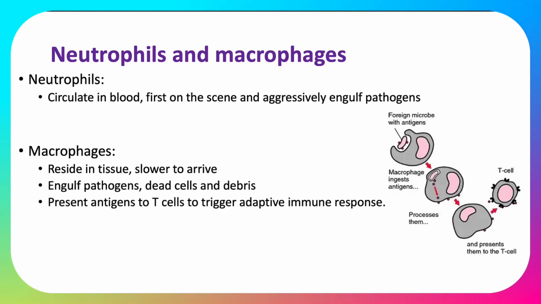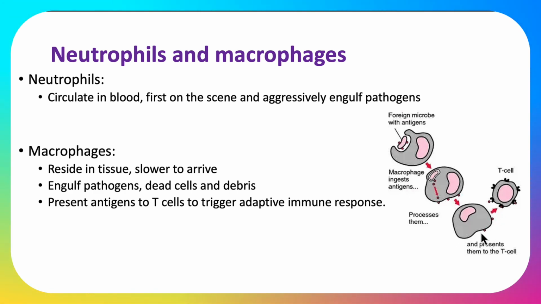So just differentiating between the two, the neutrophils, they circulate in the blood. They're the first ones on the scene, and they aggressively engulf the pathogens. But then the macrophages, they live in the tissue, so they take longer to get to the site of the infection. Again, they engulf the pathogens, but they also clean up the dead cells and the debris, etc. But what they also do is they present the antigens from the pathogen on their surface. So they're called antigen presenting cells.